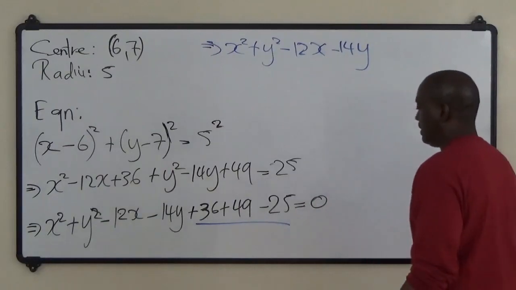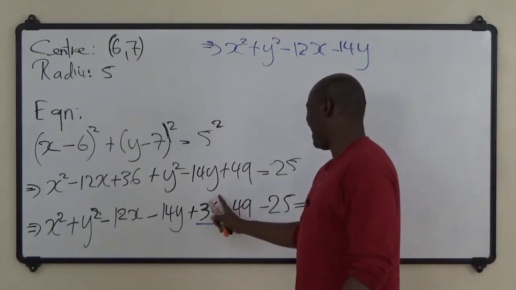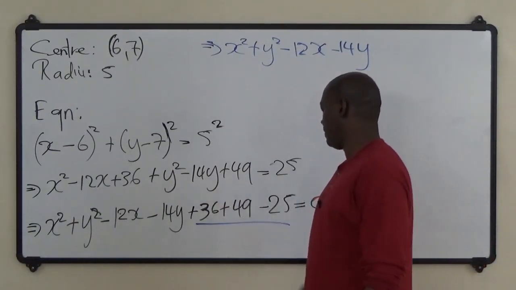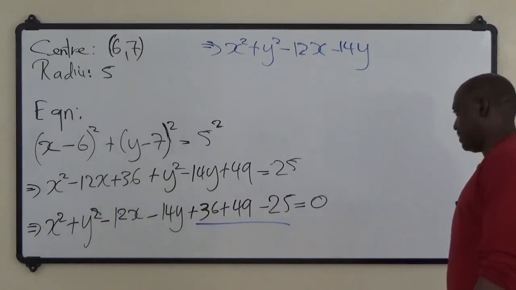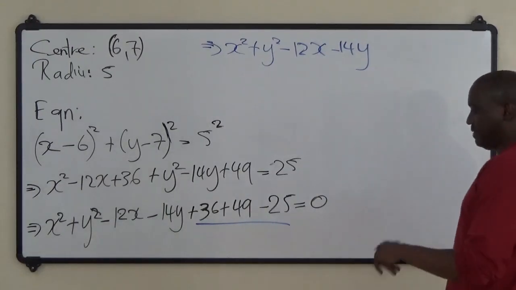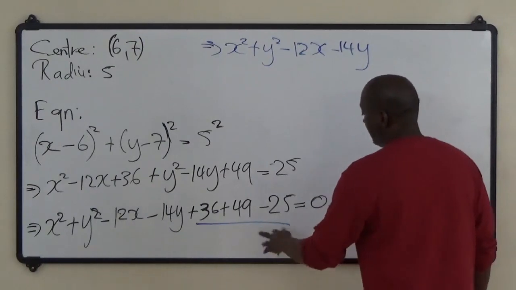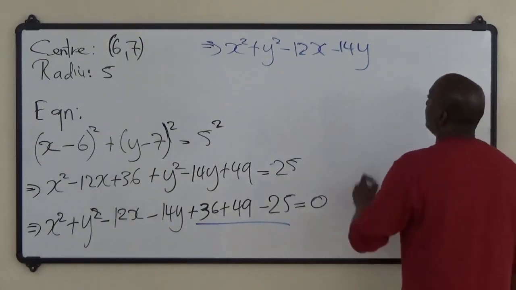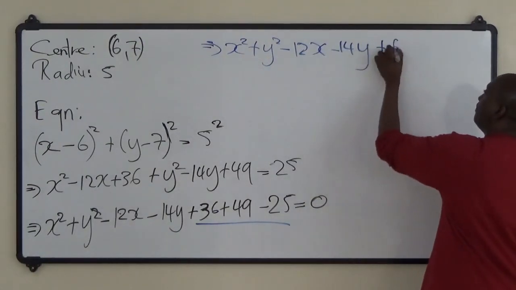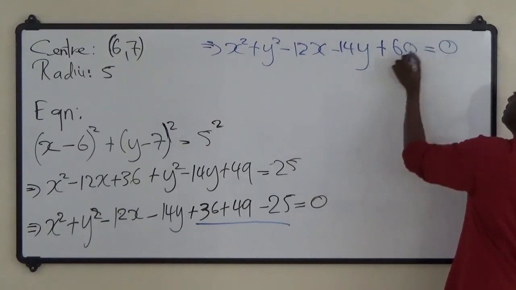36 plus 49 is how much? 9 and 6 is 15, 3 and 4 is 7 and 1 is 8. 36 and 49 is 85. 36 and 50 is 86, minus 1 is 85, right? 85 minus 25 is 60, plus 60, boom, is equal to 0.